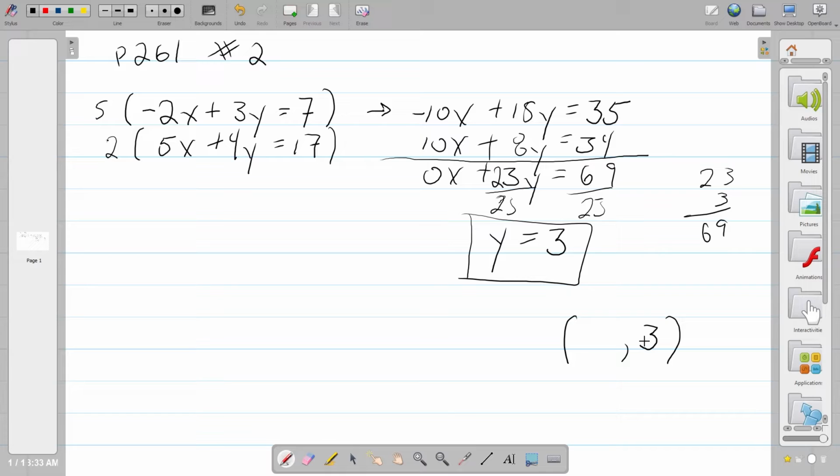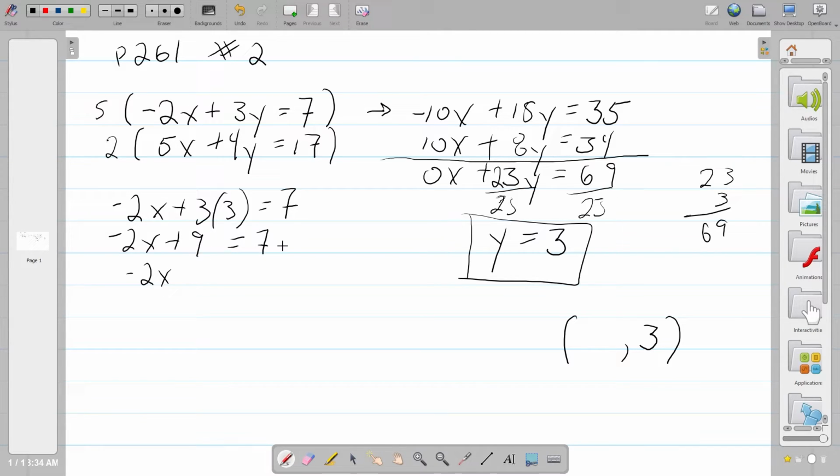3. Now we can just go back to any of our equations. We can use one of our new ones or one of our old ones. Doesn't really matter because now we figured out what y is, and y is y. It doesn't change if you increase or decrease the size of the equation. So I'm going to say negative 2x plus 3 times 3 equals 7. I just replaced the y with the value of y. Negative 2x plus 3 times 3 is 9 equals 7.